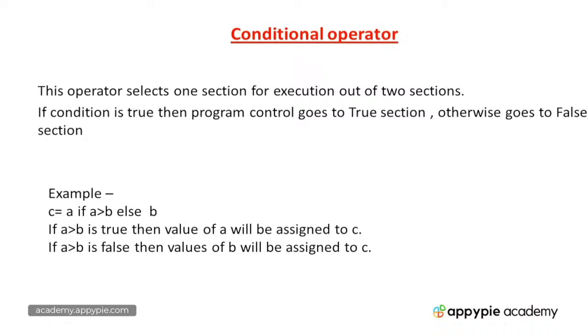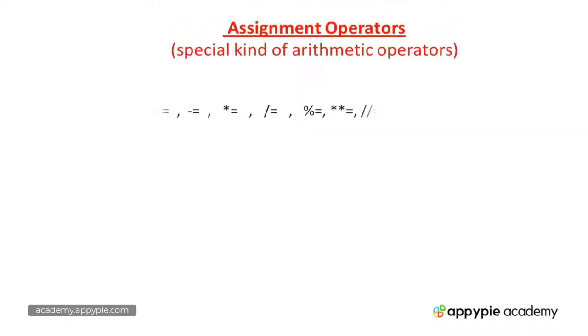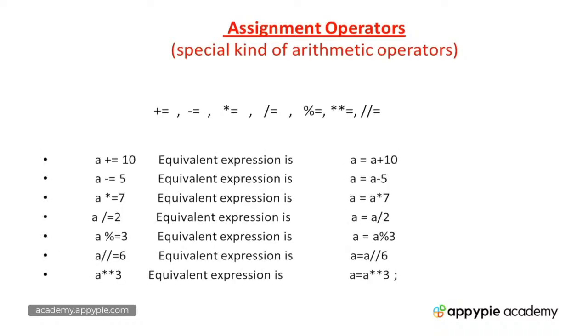This is the conditional operator. Now there are some special kinds of arithmetic operators which are called assignment operators. Plus is equal to, minus is equal to, multiplication is equal to, etc. Now see, if I write A plus is equal to 10, it is equivalent to the expression A is equal to A plus 10. Now what does it mean? It means whatever is the current value of A, 10 will be added to that value and the result will be put into A.